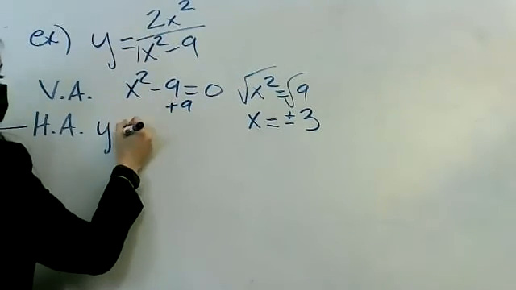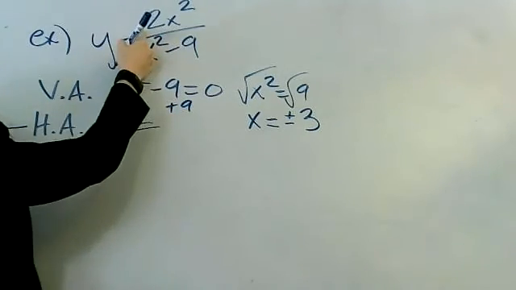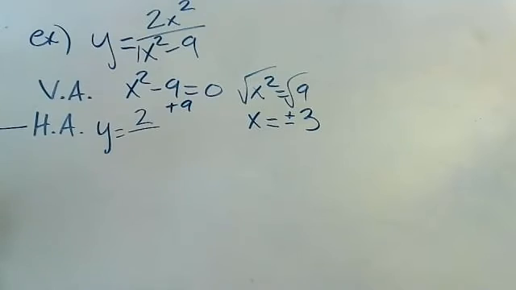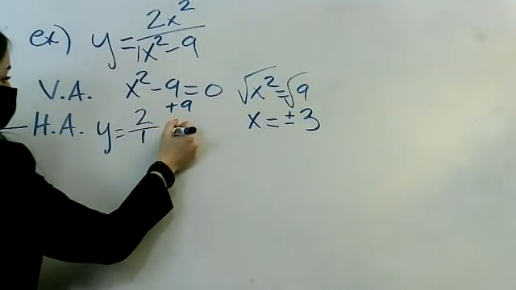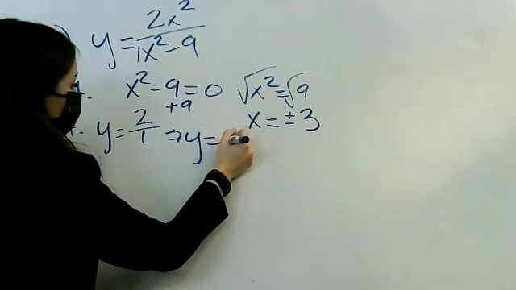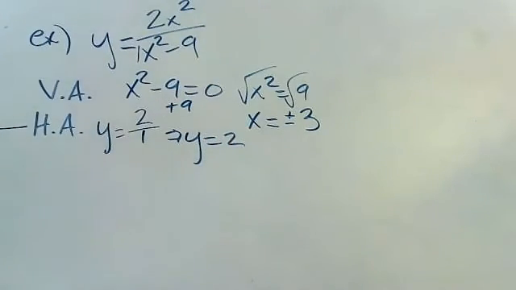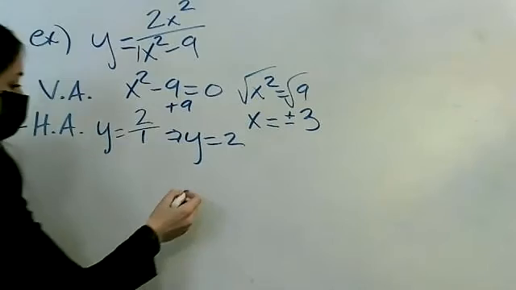So we have a 2 in our numerator, right? That's the number directly in front of my x. Since there's no number, it's a 1. So we're gonna have a y equals 2 horizontal asymptote. Okay, I'm gonna help you set these up on your graph.